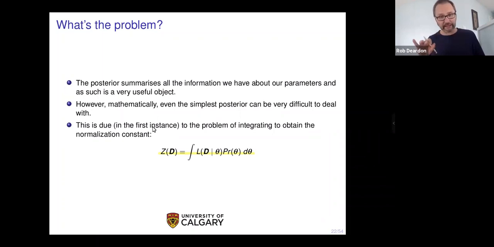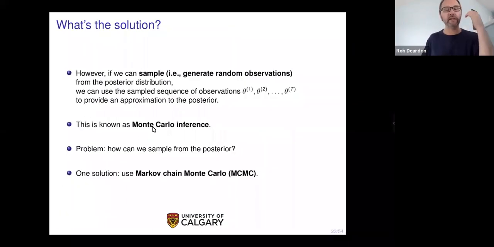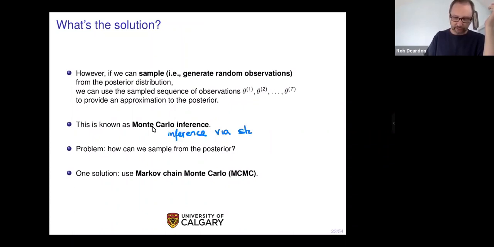Not always the case, right? If your likelihood is representing a fairly simple model and you choose the right prior, sometimes this can work out. And we will see an example of that in a few slides' time, but generally we can't calculate that thing. So what we do instead is we turn to Monte Carlo inference, so this is inference via stochastic simulation.